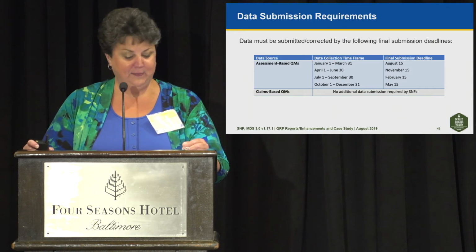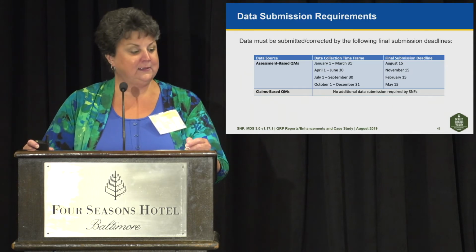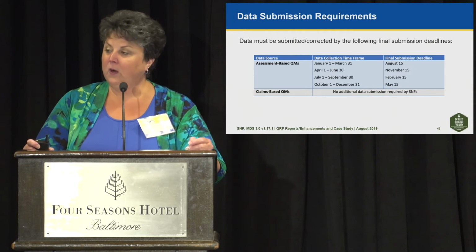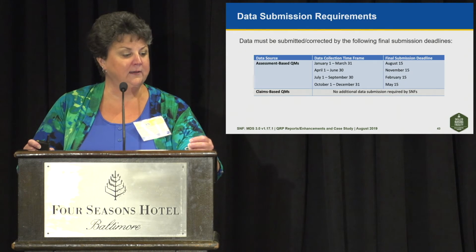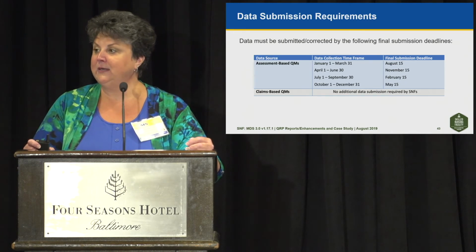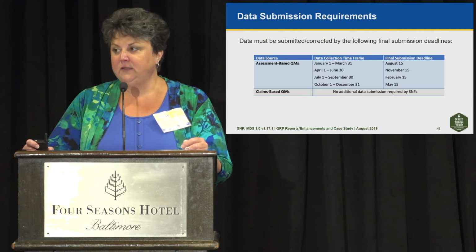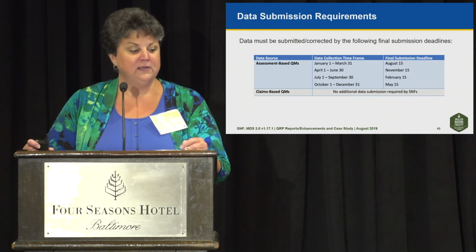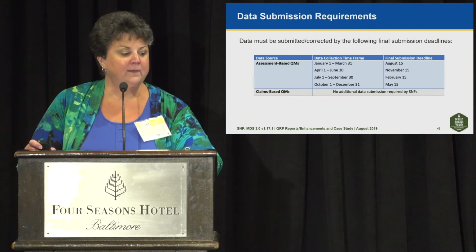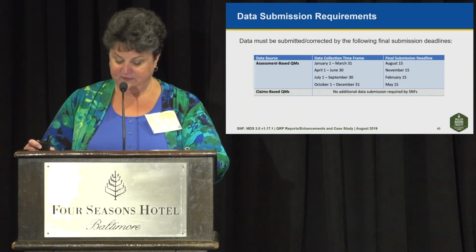The final submission deadlines for the SNF QRP are based on quarterly data collection timeframes, and all the MDS data must be finalized prior to the submission deadline. You can see that for the first quarter of the year, the final submission deadline is August 15th. For the second quarter, it's November 15th. For quarter 3, which is July 1st through September 30th, it's February 15th. And then October 1st to December 31st, the fourth quarter, is May 15.